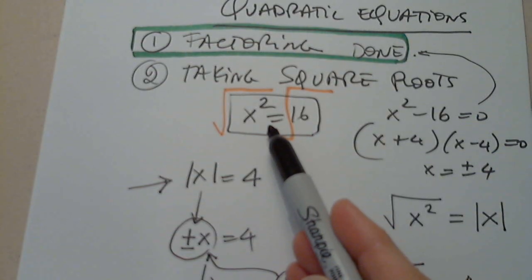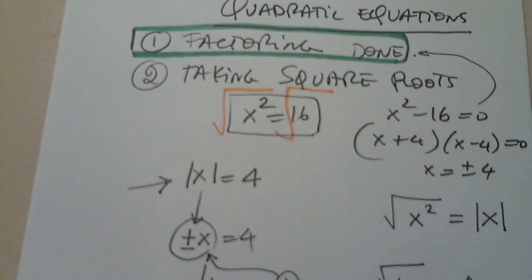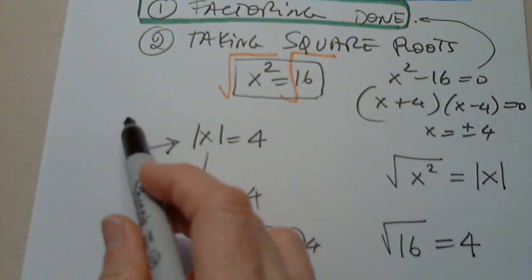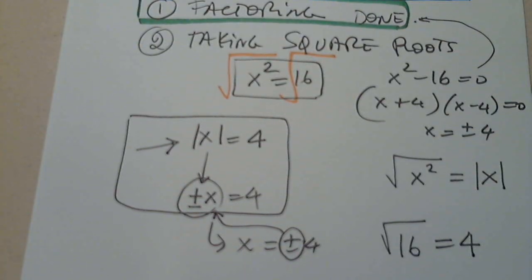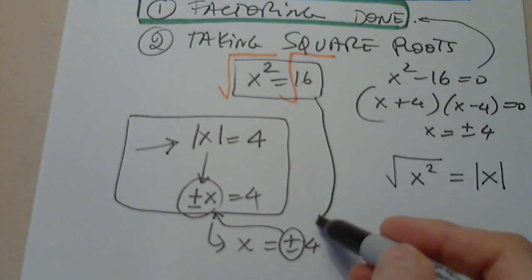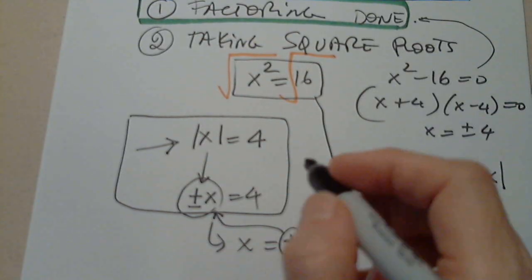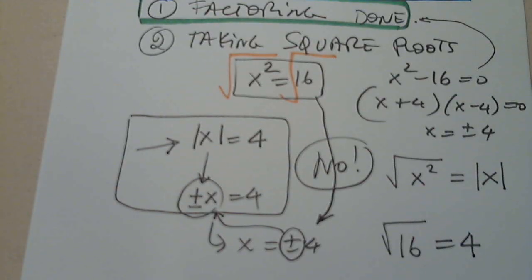Secondly, this is quadratic. If it's quadratic, we need 2 solutions. So we do skip this step. The reason I always show it the first time is because students say, oh, I know, the square root of 16 is plus or minus 4. No. The square root of 16 is not plus or minus 4. The 2 signs come from this side, not from this side.